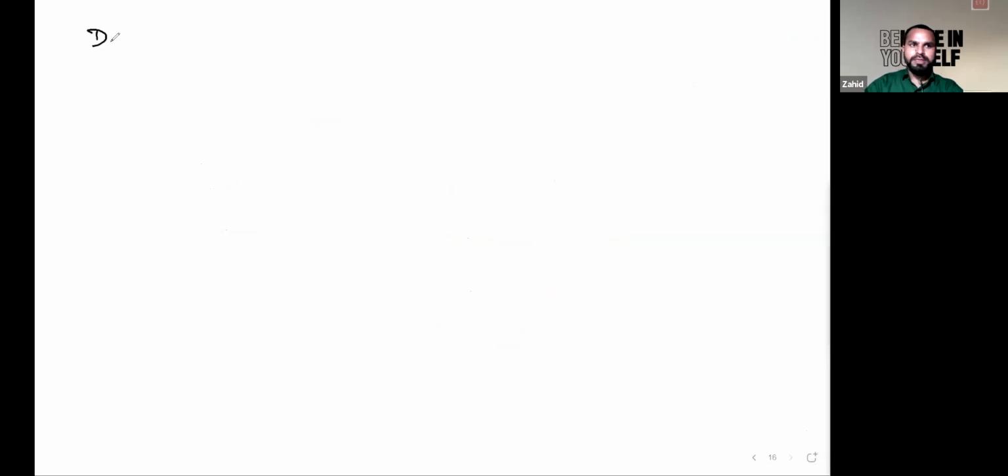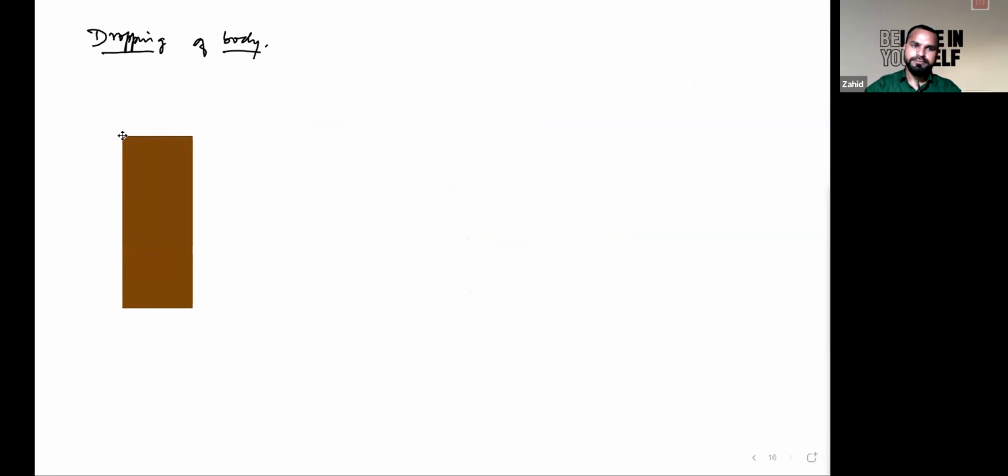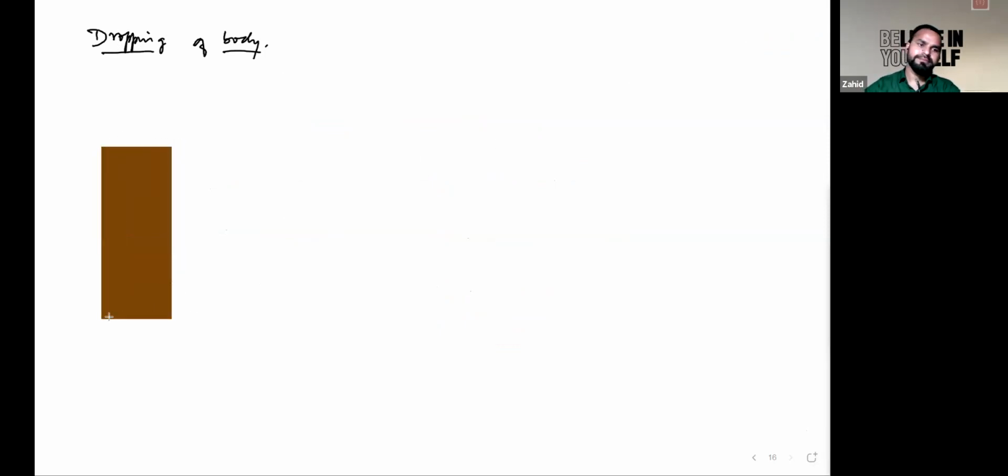There's one more concept related to this: dropping of a body. First, let's say a body is dropped from any building, let's say this part. Since this building is a stationary object, its velocity would be 0. An object always acquires the velocity of the system of which it is a part. So this particular object would have zero velocity initially.